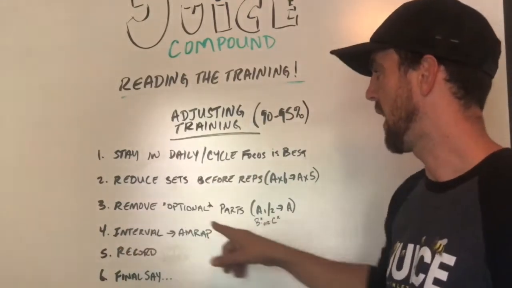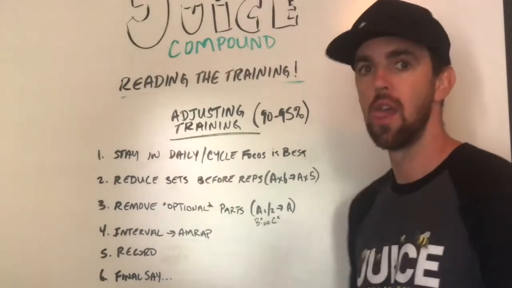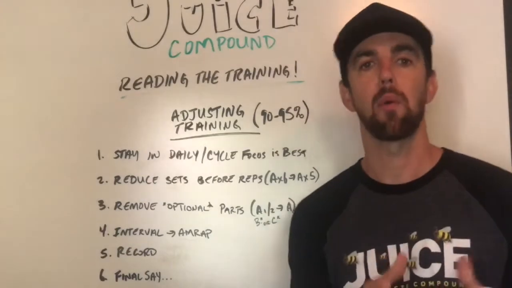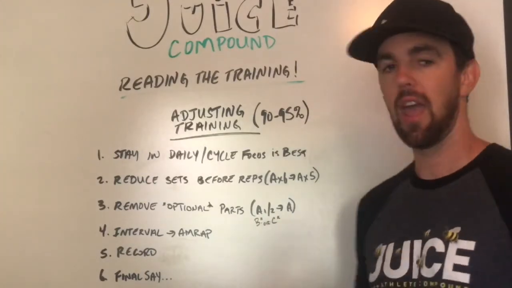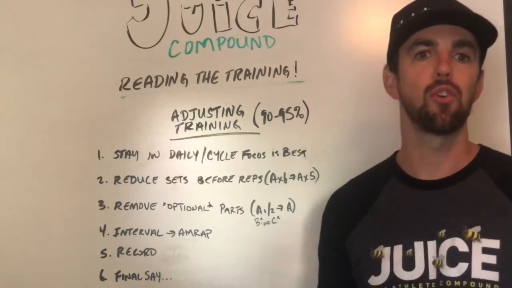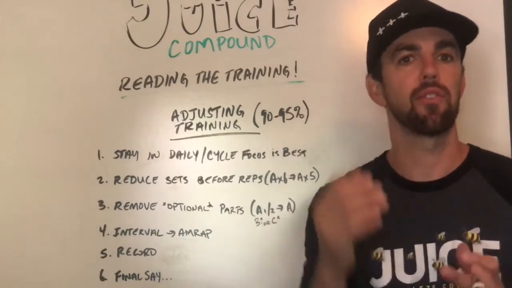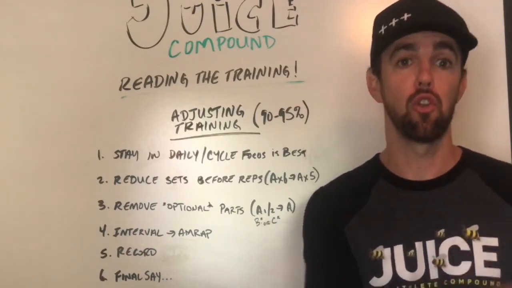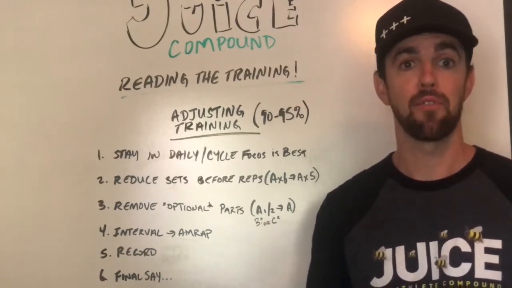The second thing I would say is remove the optional part of the workouts, and I'll say optional in quotes. Here's how I would adjust these. Again, if it's A1 and A2, let's say A1 is power clean and A2 is handstand push-ups or seated press, just for example, I would just choose one of those to do. Hey, we're just going to do power cleans. A times 5, power cleans.